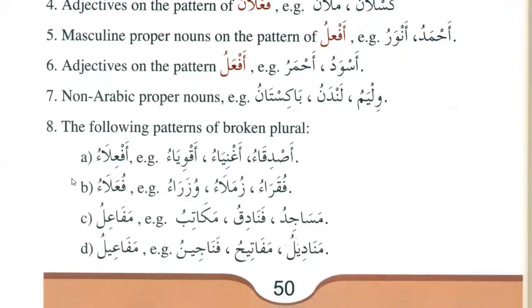Eighth one, the following patterns of broken plural. A, af'ila'u. Example, asdiqa'u, aghniya'u, aqwiya'u. B, fu'ala'u. Example, fuqara'u, zumala'u, wuzara'u.